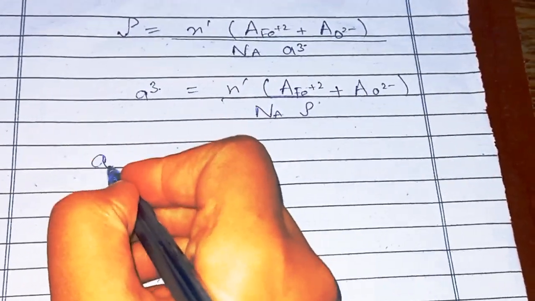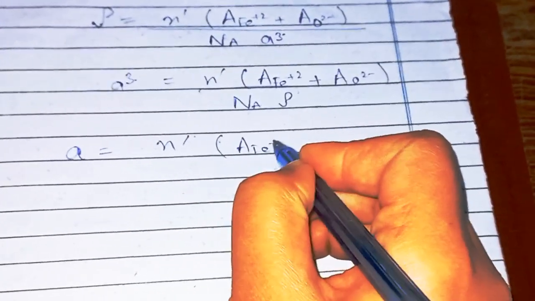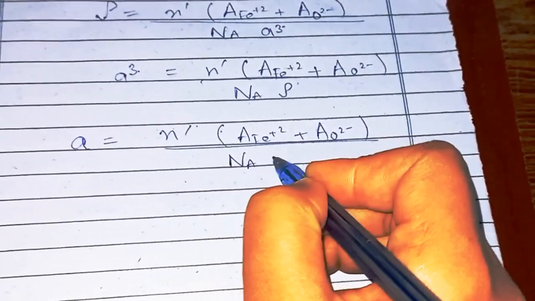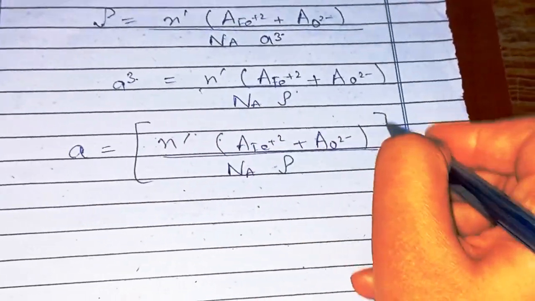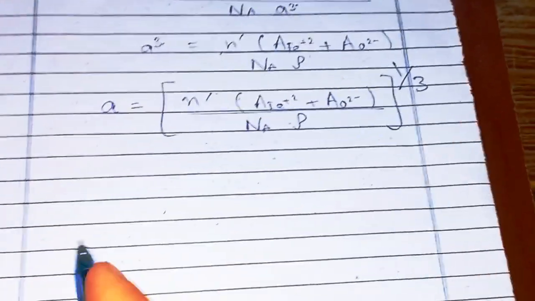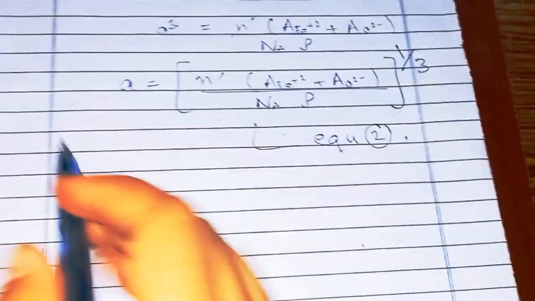We can take the cube root on both sides. a equals n prime times (A Fe+2 plus A oxygen) divided by Na into rho, and we'll take the 1/3 power at the end when we have all of these things. So this is the formula that we'll be using.